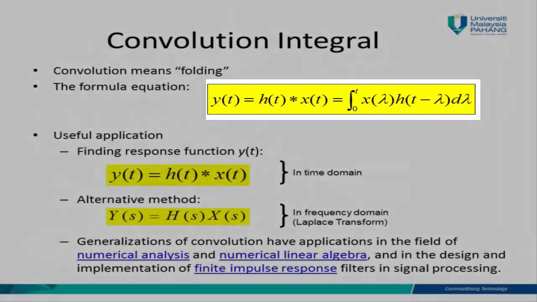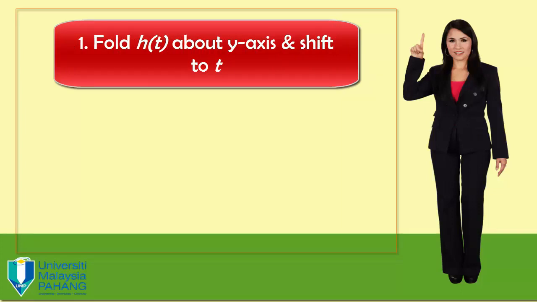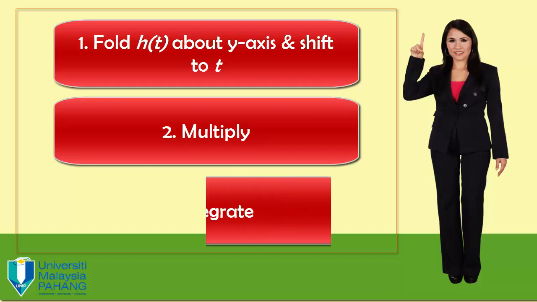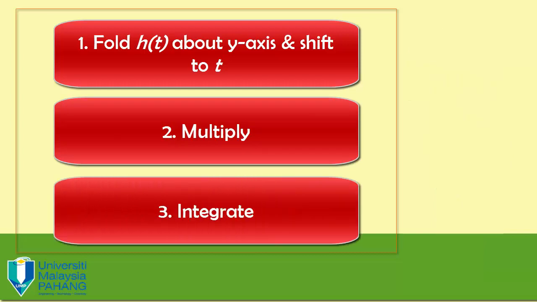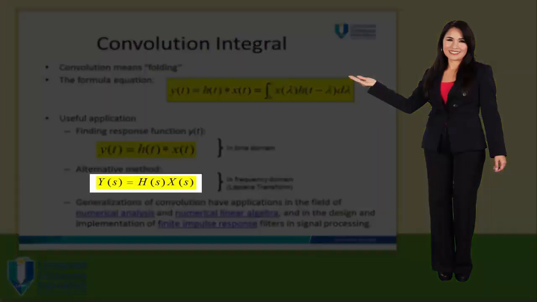These are the steps for convolution. First, fold h(t) about the y-axis and shift to t. Second, multiply. And the third is integrate. Repeat these steps for values of t. If we transform the same signals into the frequency domain, no convolution operation is needed. Simply do multiplication between both signals and we get the answer in the frequency domain.